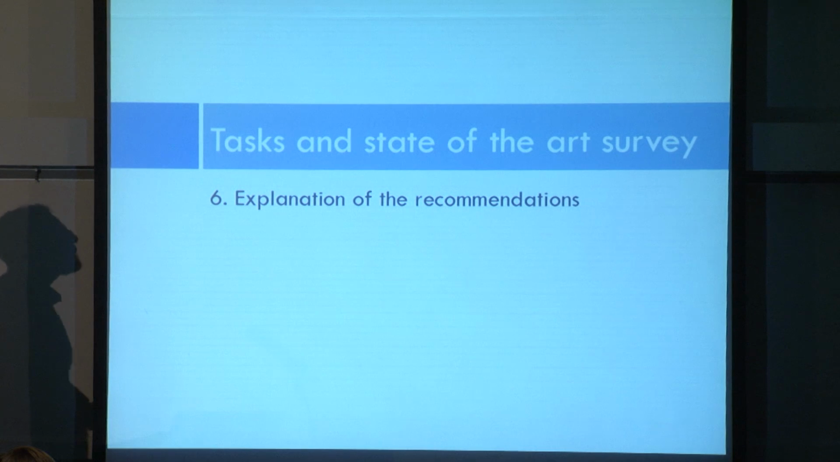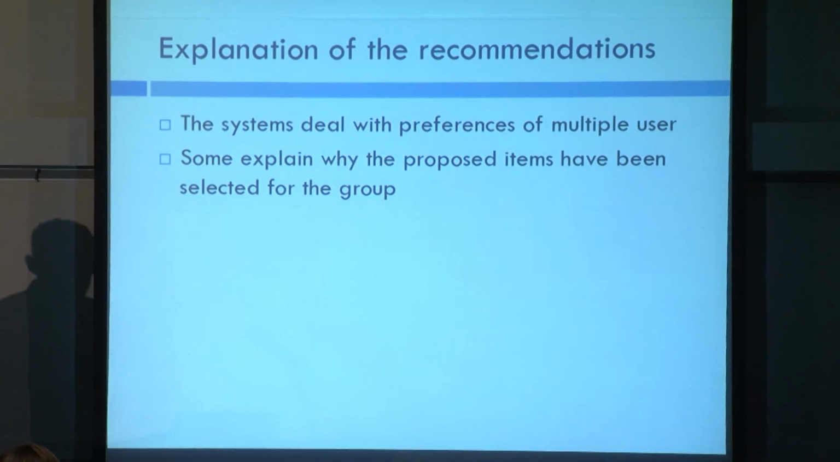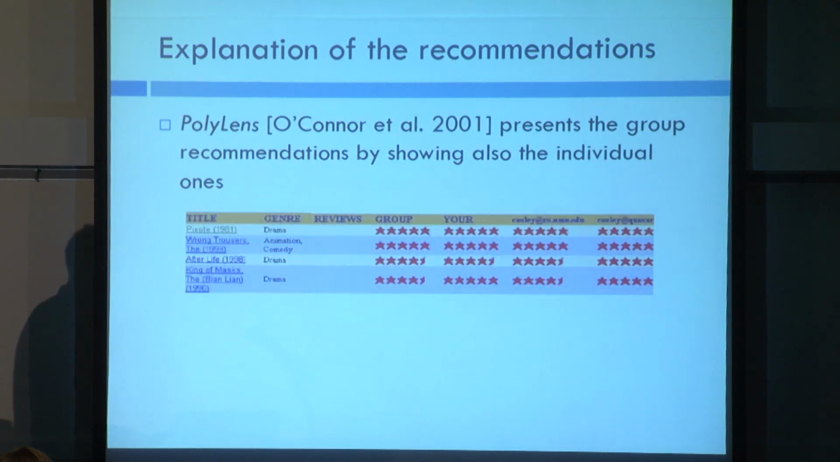The last task we're going to see is how to explain the recommendations to a group. Of course, the problem of explaining recommendations, which we're also seeing in this conference, is quite central at the moment, because it might not be trivial for a user to understand why the items were recommended to her. So, as you can imagine, having a group of people makes this explanation process even more important. So, some systems also explain why the proposed items have been selected for the group.